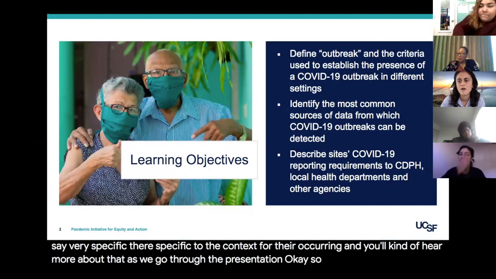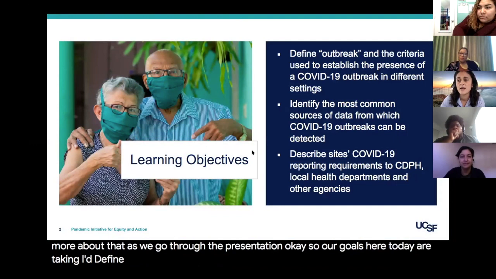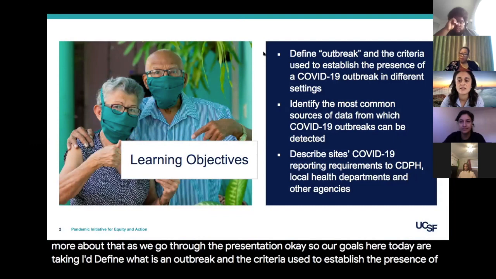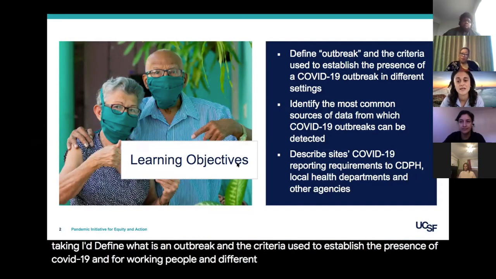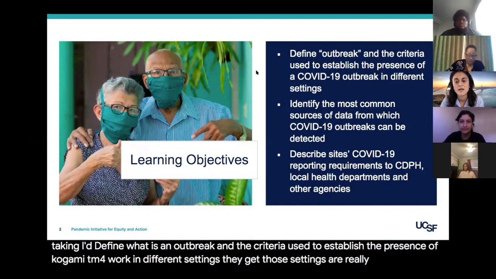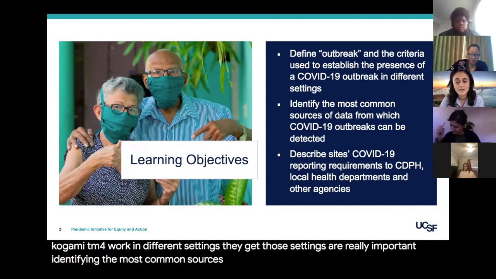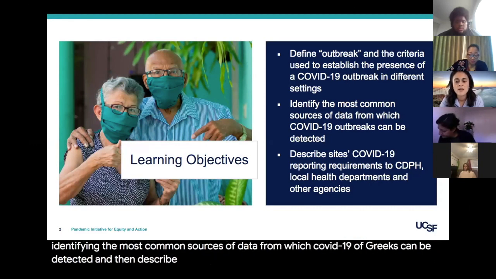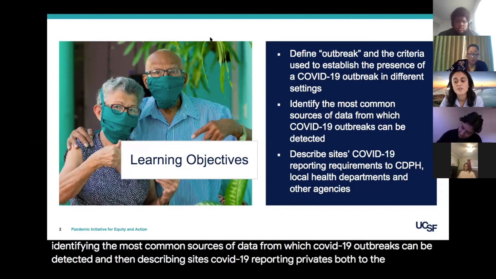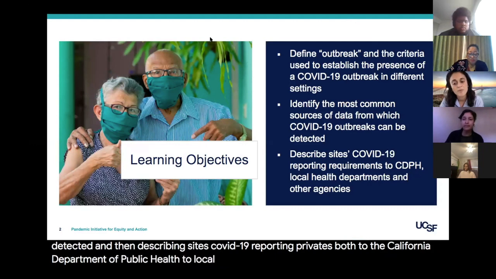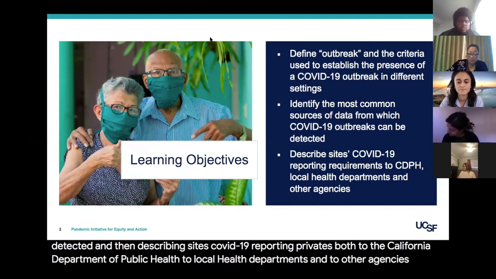Okay, so our goals here today are to define what is an outbreak and the criteria used to establish the presence of a COVID-19 outbreak in different settings. And again, those settings are really important. Identifying the most common sources of data from which COVID-19 outbreaks can be detected, and then describing sites' COVID-19 reporting requirements, both to the California Department of Public Health, to local health departments, and to other agencies. Next slide.